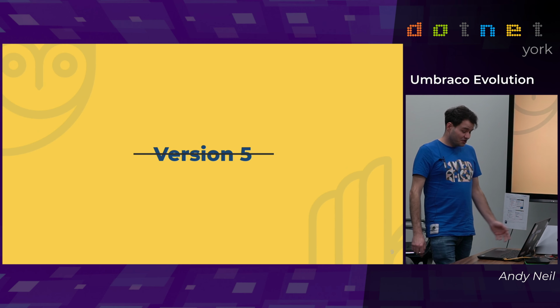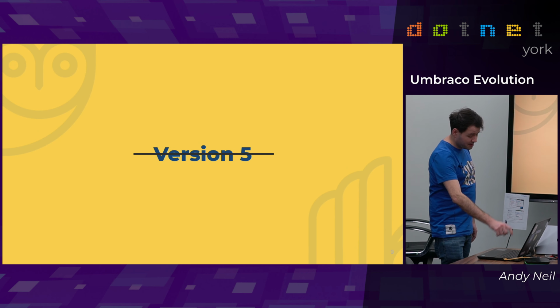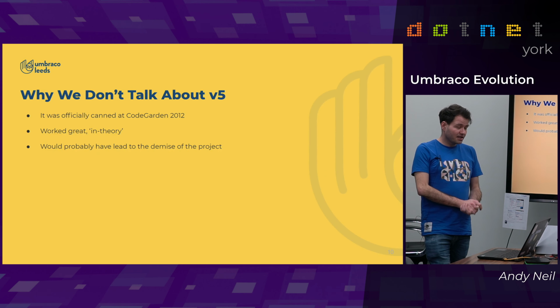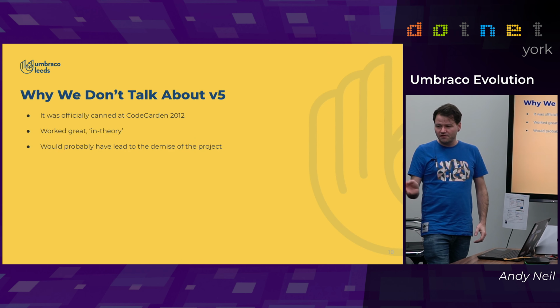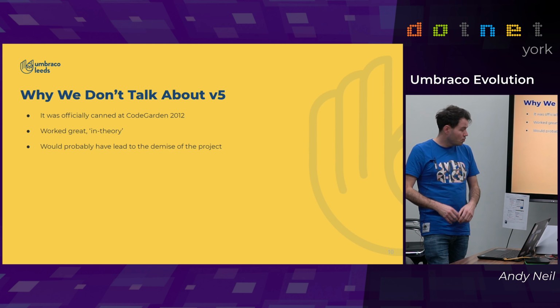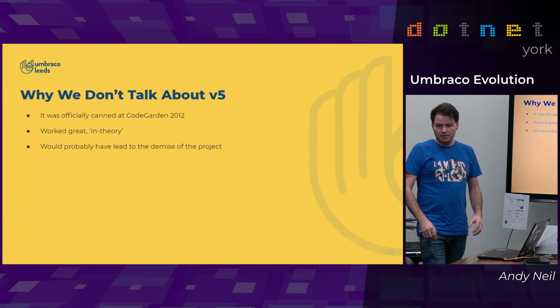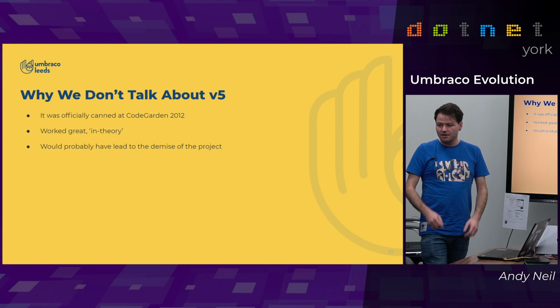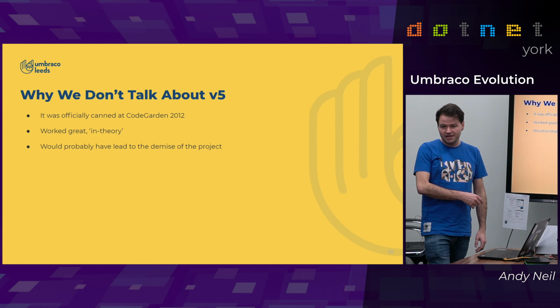But basically, version 5 came along, and in 2012, they canned it really publicly. They spent about 2 years working on it. They hired a chief architect. They did loads of stuff. It was really cool, and it did work great in theory. It did all the stuff, looked shiny. But if they'd released it, it probably would have tanked the entire Umbraco project.